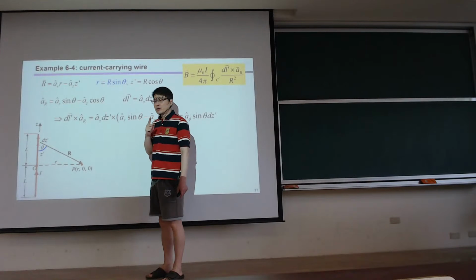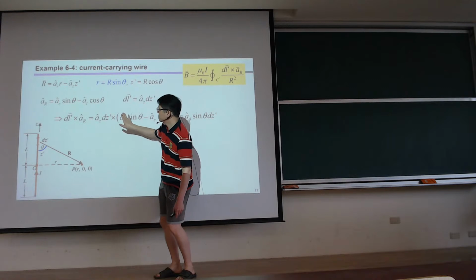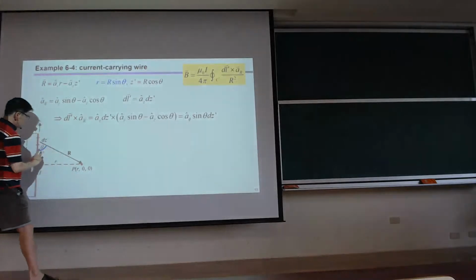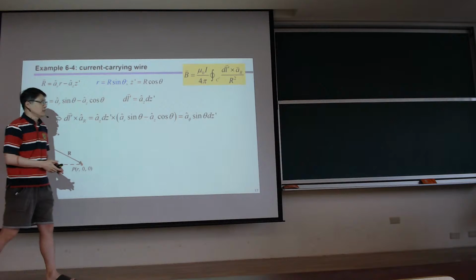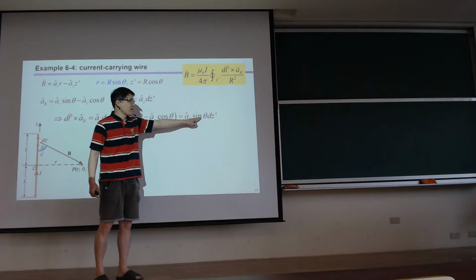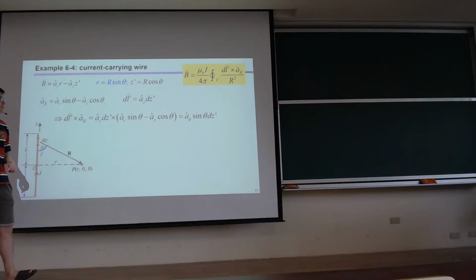And this is a test for you. z cross r. z is here, pointing upwards. z cross r, r is here. Z cross r, your thumb is pointing into the board, meaning the resulting direction is in the phi direction. So therefore, we have a_phi, and the magnitude is sine theta dz prime. Okay?